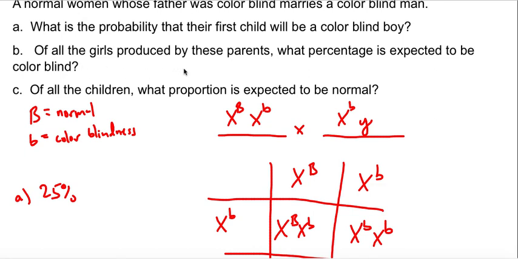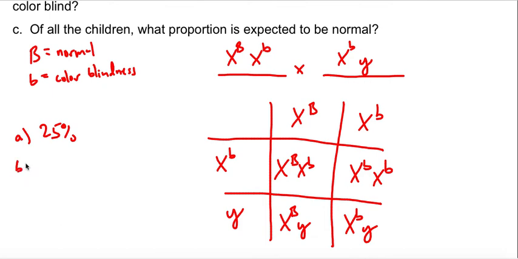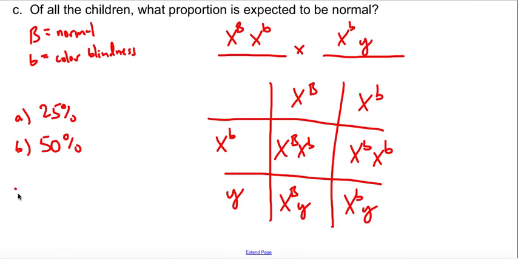And then of the girls produced by these parents, what percentage of the girls is expected to be colorblind? So we're only going to look at these 2 here. And so it looks like this individual would be normal, but this individual would be colorblind. So that's 50% of the girls. And then finally, of all the children, what proportion of them is expected to have normal color vision? And so these 2 individuals would be colorblind, these 2 would not. So again, our answer is 2 out of the 4, so 50%. Hope this helps. Thanks for watching.